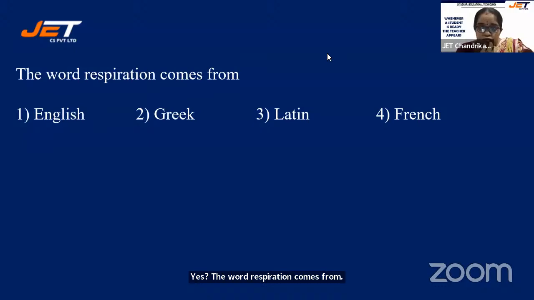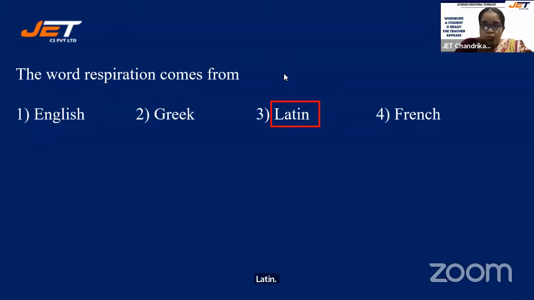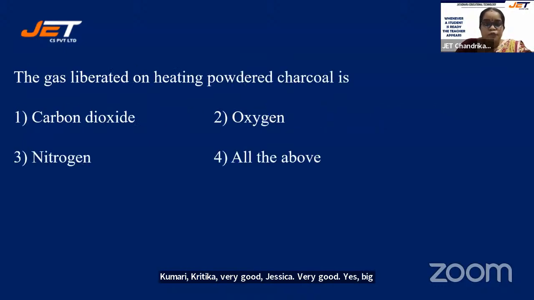I'm getting different answers. We will check it within a few seconds. Yes, absolutely, option three is right. It comes from Latin. Riya Nayak, Kaja, Bhavana. Yes, A Shruti, Kumari, Pritika. Very good. Jessica. Very good. Yes, Dikshita, Agnivesh. Yes, very good students. Let us move to the next question.